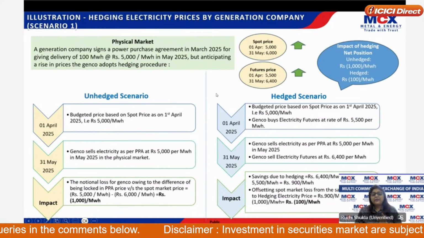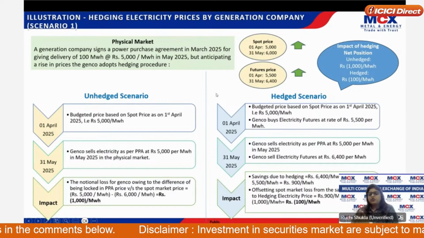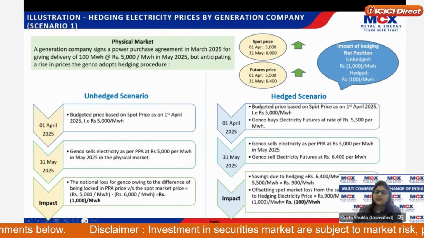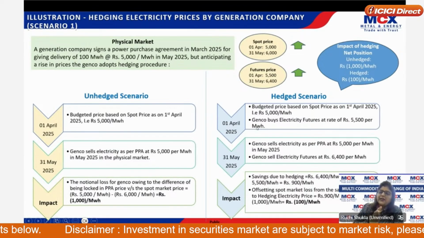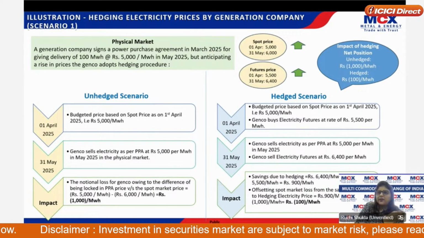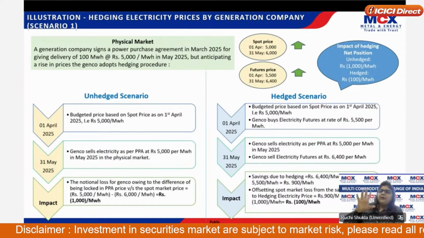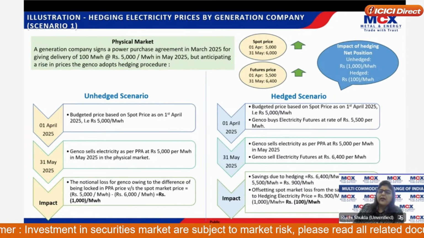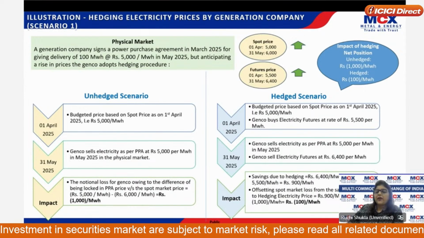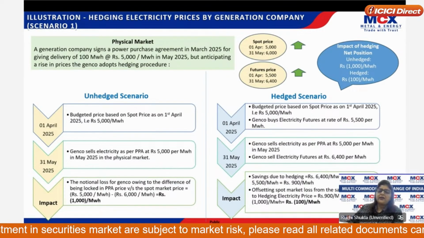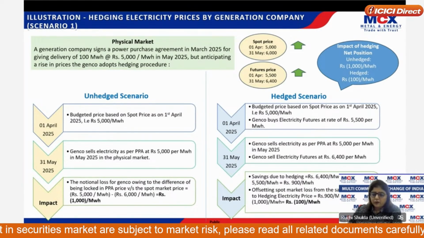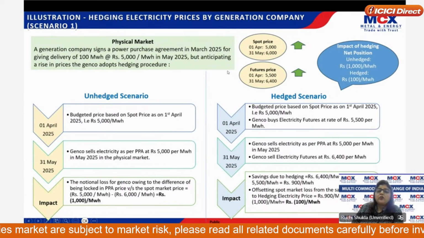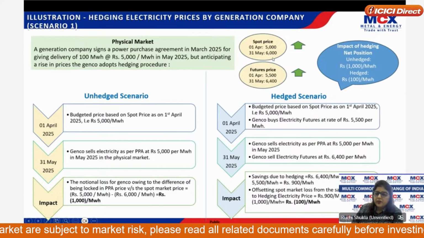Now, on the other side, there is a futures market available. So the generator decides to hedge his prices. The physical side, or the PPA, will operate as is. Only that when he locks in his contract, the PPA enters into the contract, and he goes and locks in his prices on the futures market. Suppose he buys an MCX electricity futures contract. The spot price was 5,000, which moved to 6,000.